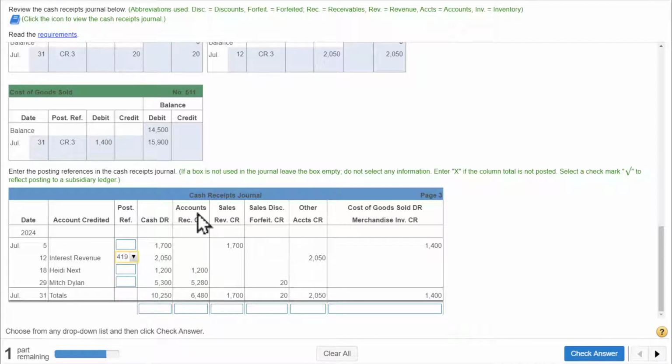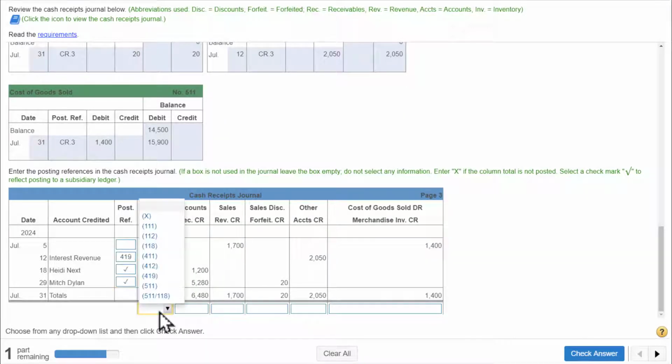Well, now let's work down our accounts receivable column. Where was this 1,200 posted to? That was posted to the AR subledger, and we use a check mark to reflect posting to the subledger. So over here, I'm going to put a check mark, meaning this is posted to the subledger, and the same thing with the 5280 for customer Mitch Dillon.